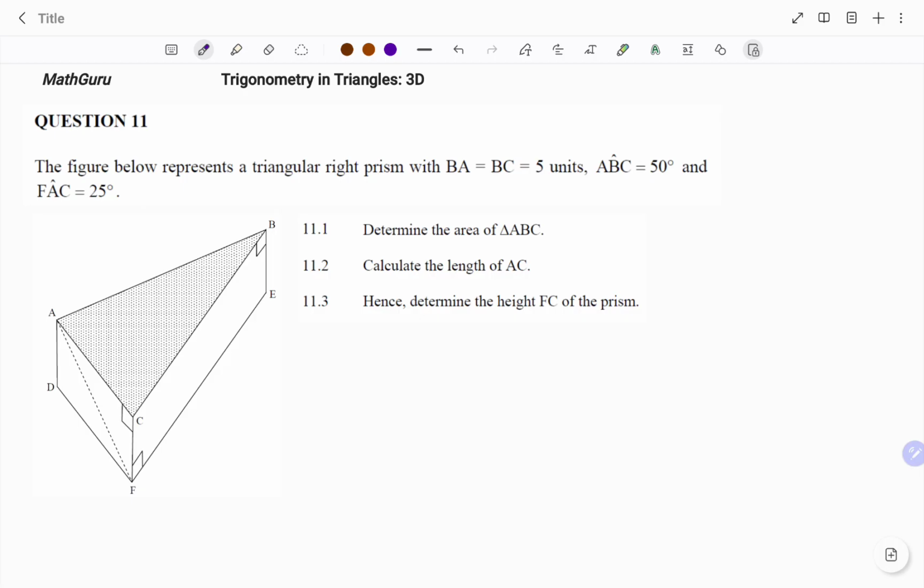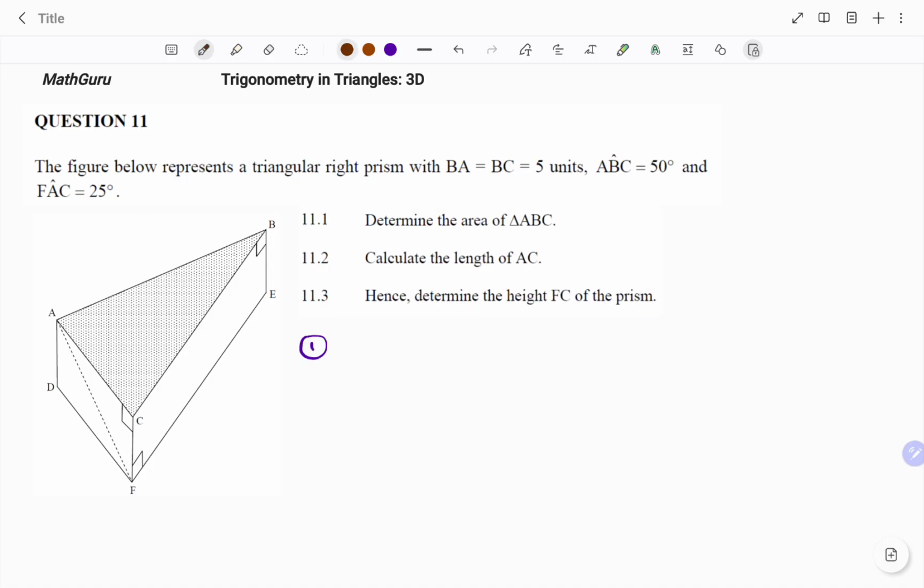We have the figure below, which represents a triangular right prism with BA equals BC, which is equal to 5 units, and the angle ABC is equal to 50 degrees, and the angle FAC equals 25 degrees. The first part of the question says, determine the area of triangle ABC.